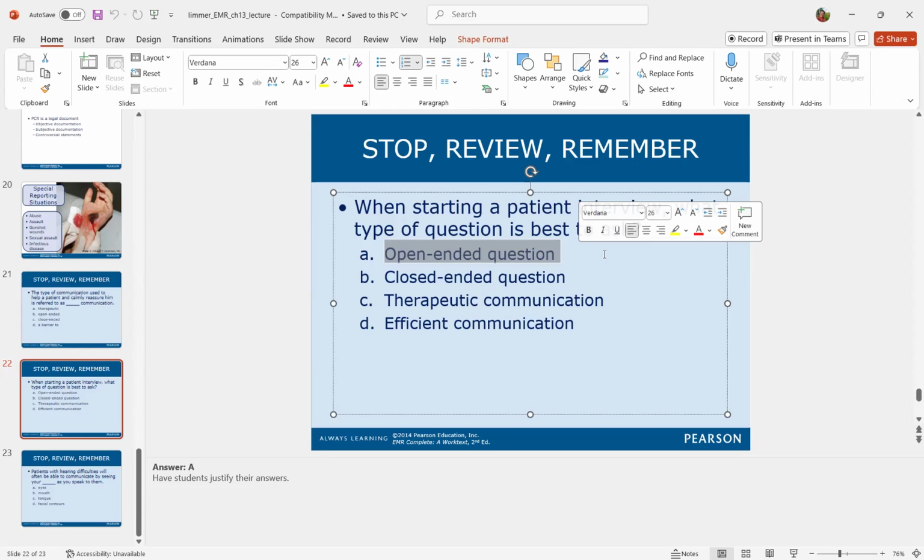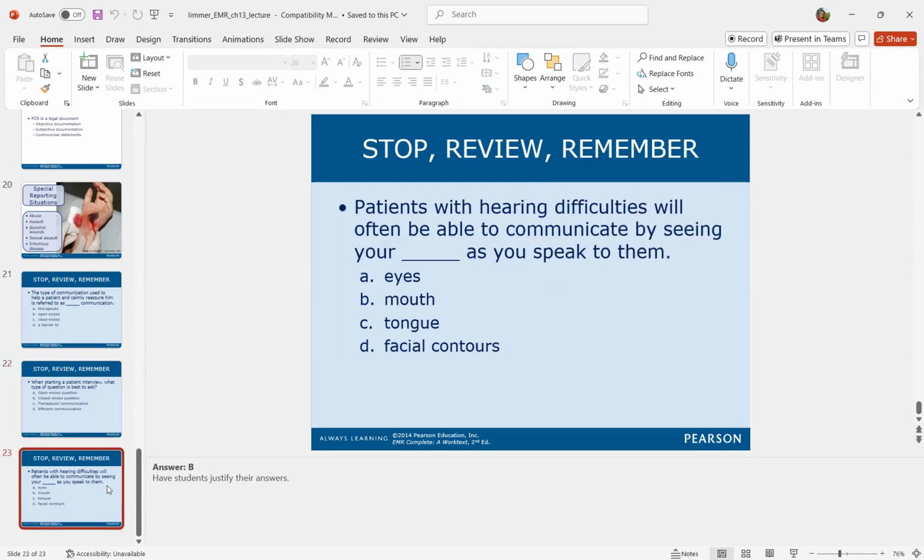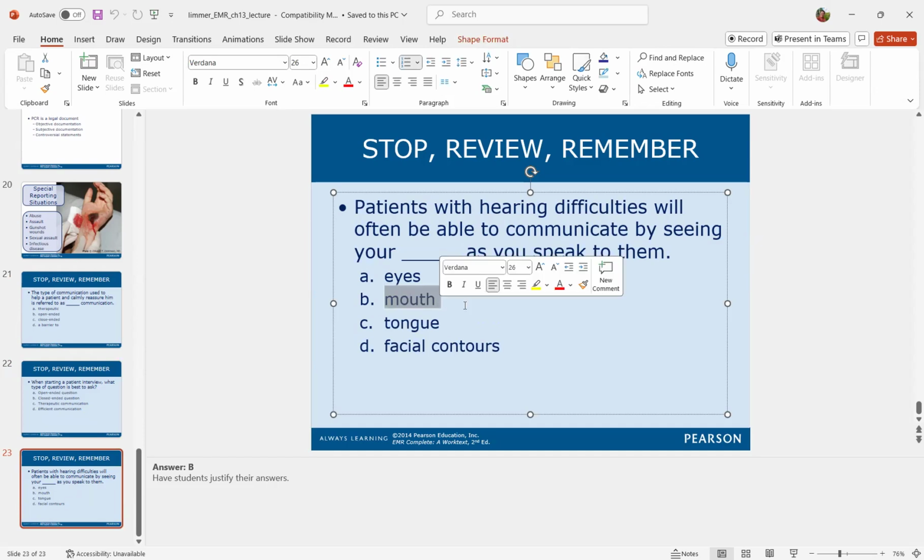Yes. Okay, where is it at? Point at it to me. What does it feel like? And then we can get into the rest of our questions with that. Patients with hearing difficulties will often be able to communicate by seeing your mouth as you speak. So don't cover up your mouth, talk just in your normal tone of voice at a normal speed.